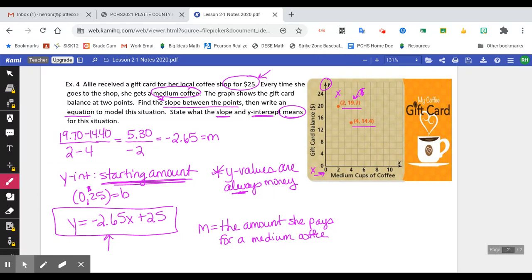Okay. Then we already talked about this guy. Your y-intercept is the starting amount. So the $25 means that that was the starting balance on her gift card.